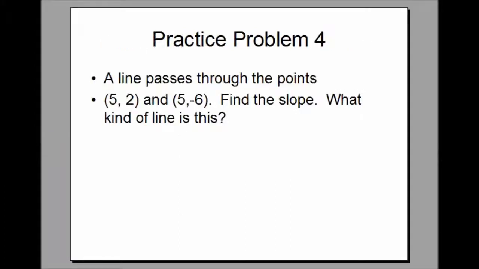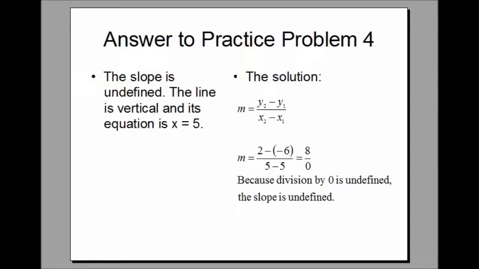Practice problem 4. A line passes through the points 5, 2, and 5, -6. Find the slope. What kind of line is this? This is a little bit of a trick question because this line doesn't technically have a slope. The slope is undefined. The line is vertical and its equation is x equals 5.